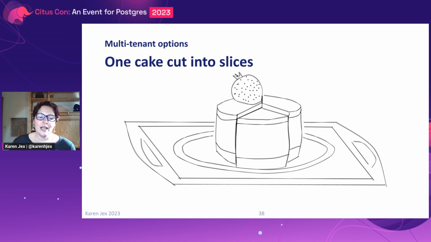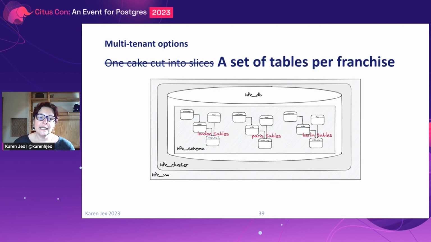So we could have one cake that we cut into slices. And by that, I mean one set of tables per franchise. So this is almost the same as having one schema per franchise. I mean, a schema is just a namespace after all. But in this case, we'd have to rename all the tables so that the table names don't clash. And we'd have to make sure that the application was changed so that it accessed the correct tables for each franchise.